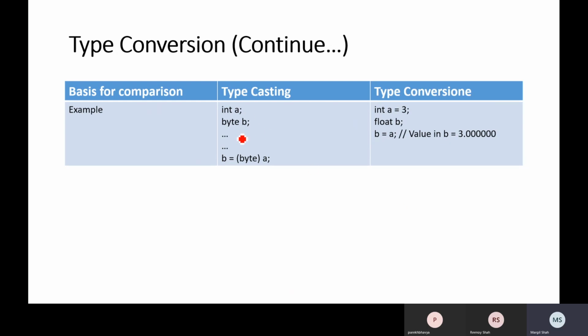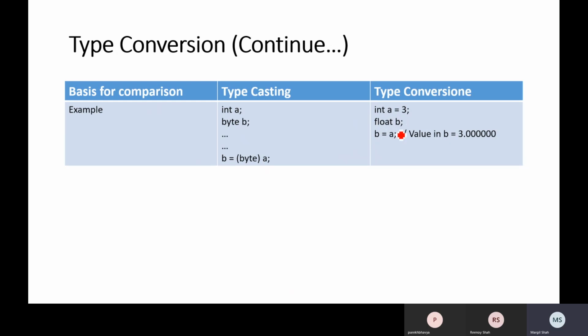Here we have declared integer a and byte b, and then we convert this variable a into a byte. So b is equal to (byte) a. This is my operator, the bracket. I mention the data type in which I would like to convert this value. So a will be converted into a byte and stored in b. This is explicit type conversion.